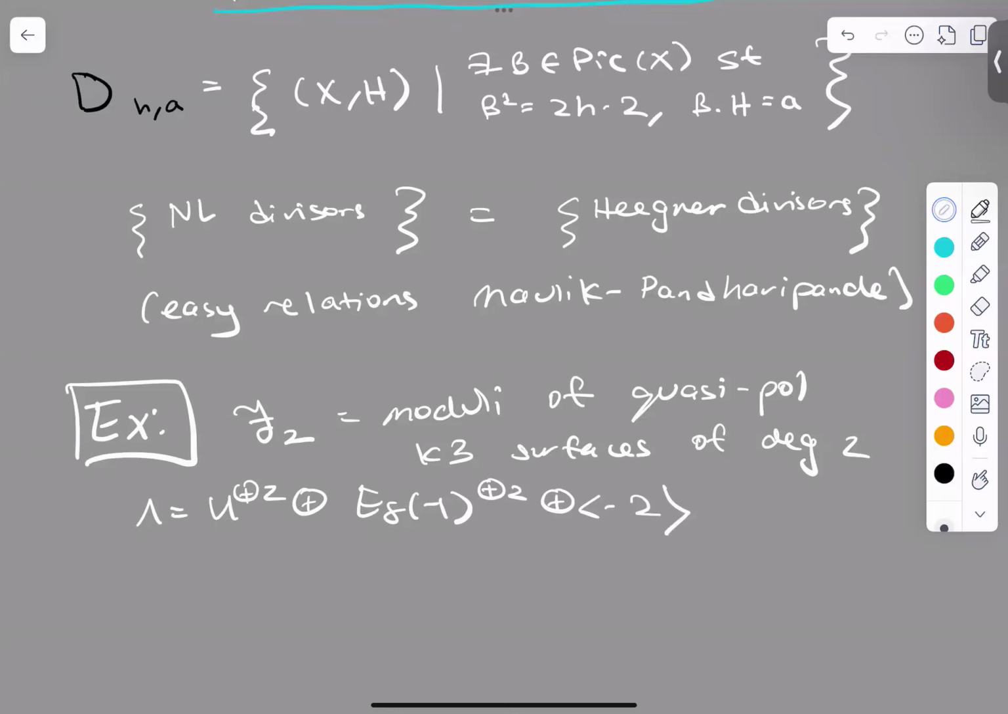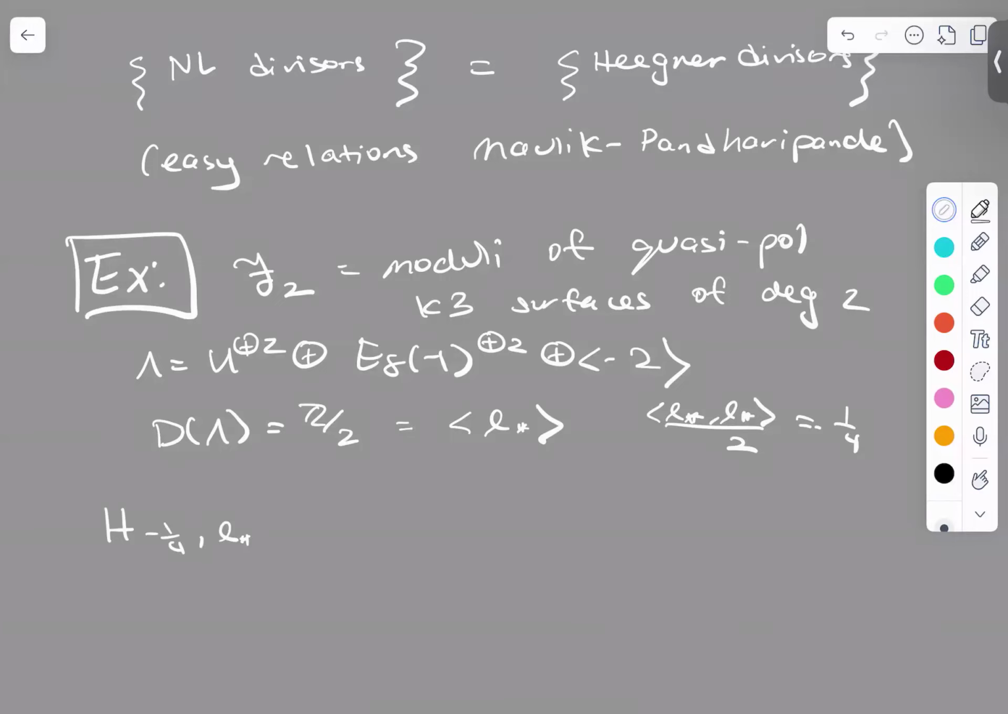There. And the discriminant of this lattice will just be Z2, generated by some single class with, it turns out, self-intersection over 2 equal to -1/4. Then the Heegner divisor associated to this generator of the Picard group, if I write it this way, I'm recording the class and the discriminant group and its self-intersection -1/4. Via these easy numerical relations established by Moonen and Pondery-Ponda, I can write this as D11.